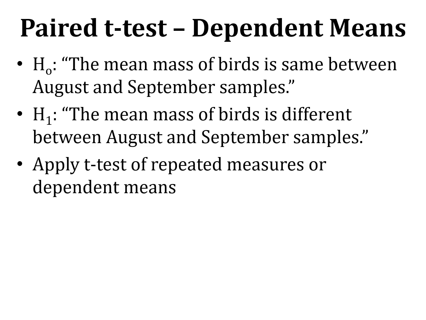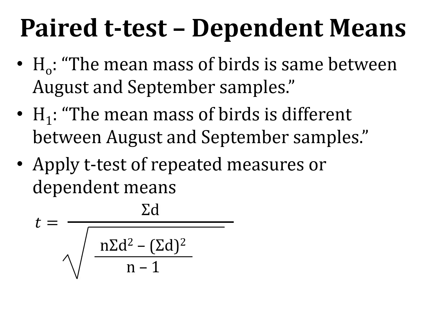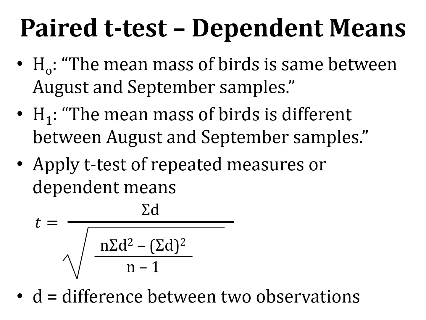So you have to apply a t-test of repeated measures or dependent means, and this is the formula for the t-test for repeated measures or paired means. Here you can see n, which is the number of sampling units, and you can see d. So what is d? d is the difference between two observations. Because this is paired data, we have to take the difference of each one of these pairs, and that difference is d.